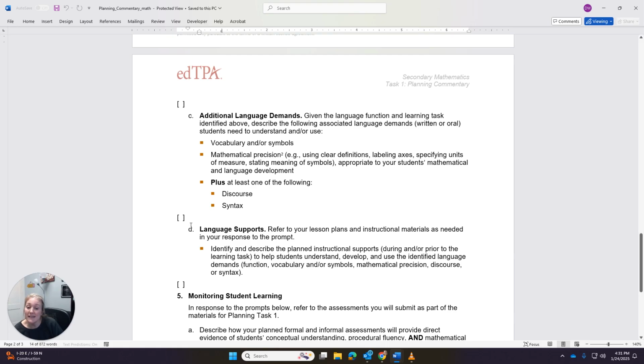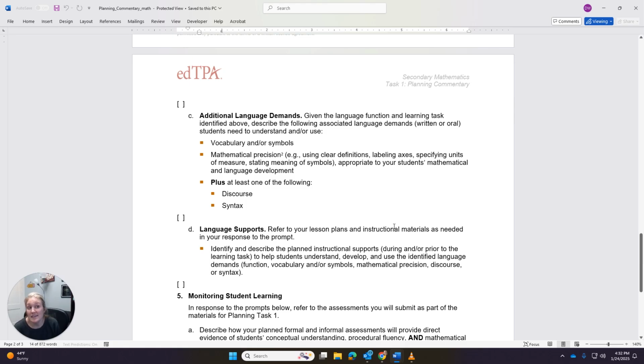Then in 4D, this is where you refer to your lesson plans and you tell me what you did in that one lesson that you chose, right? Not throughout all of the lessons, but that one lesson plan you chose. How did you support the students' learning of that discourse? How did you support the students' learning of that vocabulary to be able to do the language function?